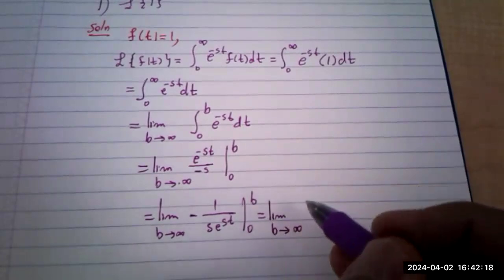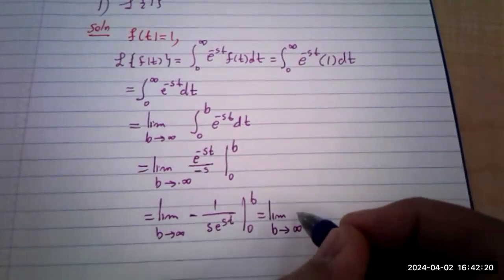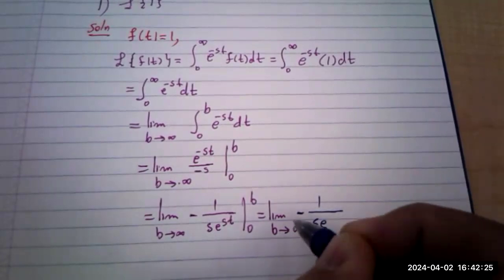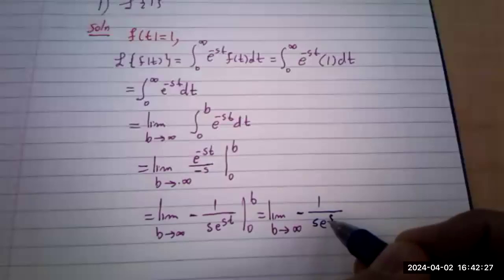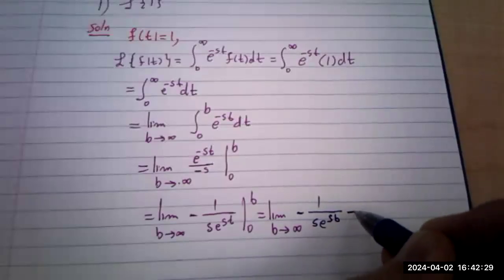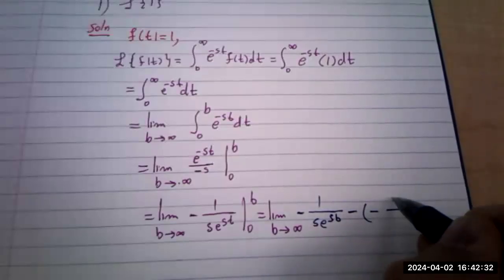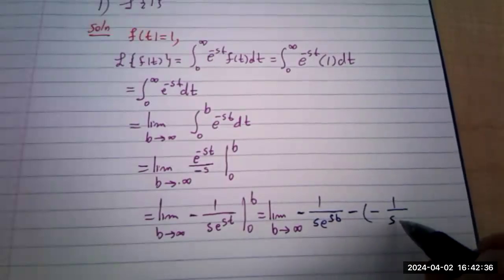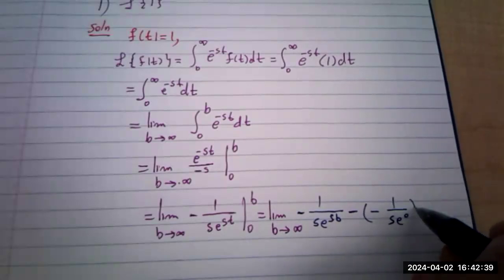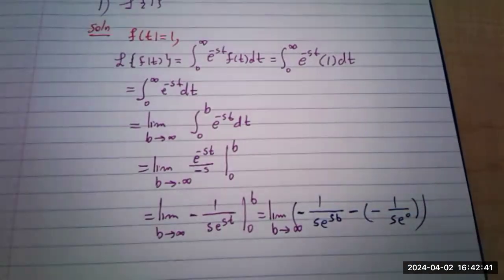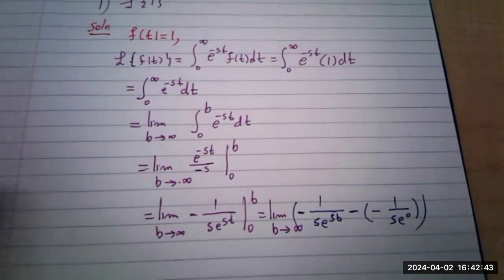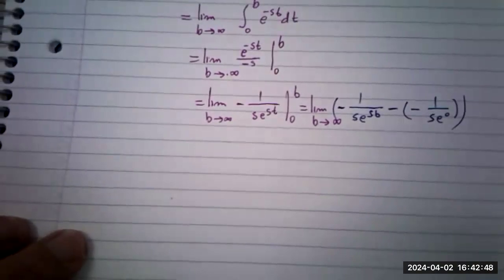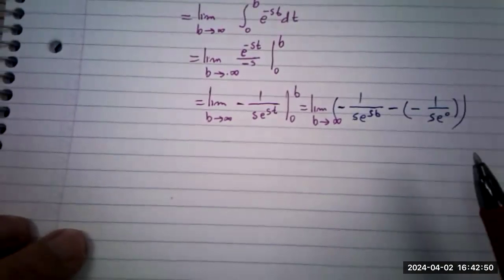You substitute the b first, so that's going to be negative 1 over s e to the t, evaluated at b. So s times b, minus minus 1 over, when you replace the t by 0, it's going to be s times e to the 0. Okay, this is how you substitute. Any question? Remember, you substitute for t. Now we are going to get this one.